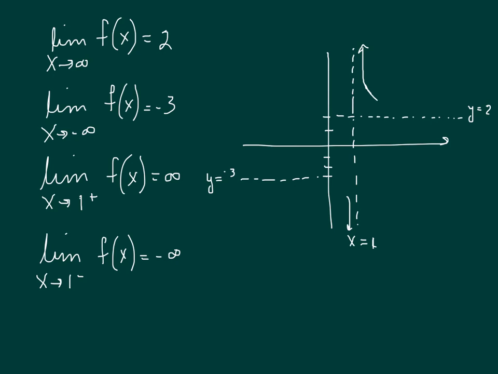So going to the right, I'm going to get close to 2. Incidentally, I am allowed to cross over vertical asymptotes. I could do something like this, for all I know. As x approaches, say, negative 3, I might cross over this infinitely many times.